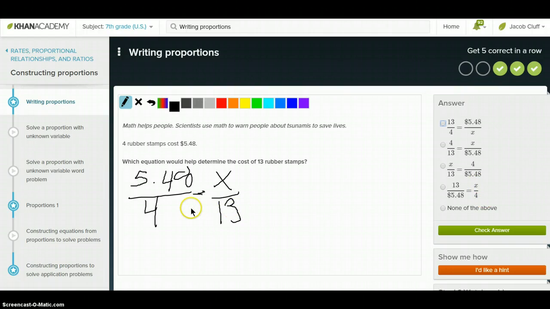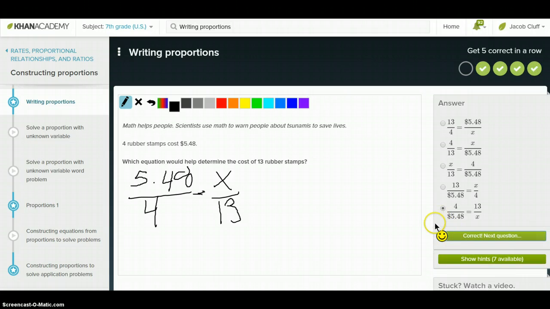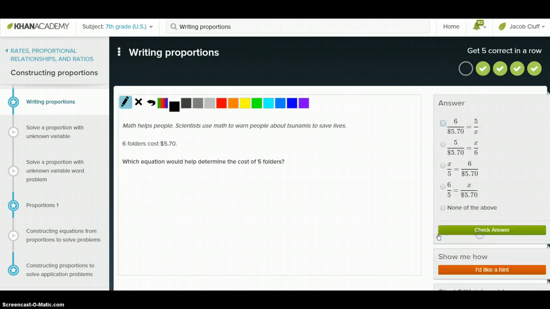So let's double check over here, and I don't see any of the answers. So there we go. Alright, let's try the next one. And this is the last one.